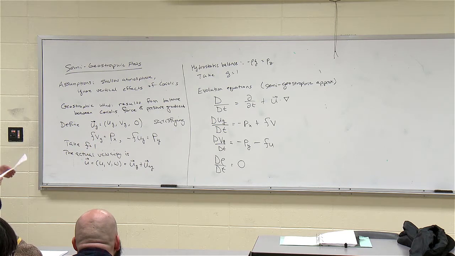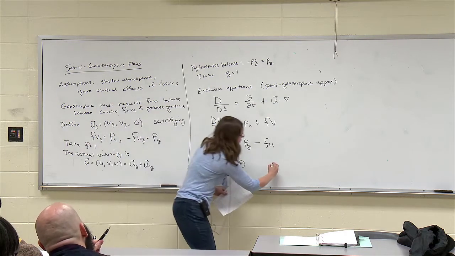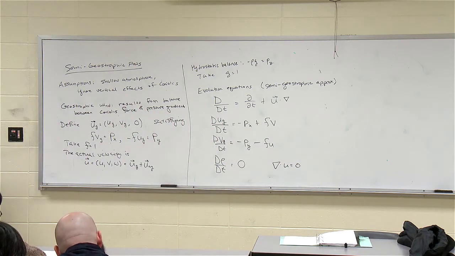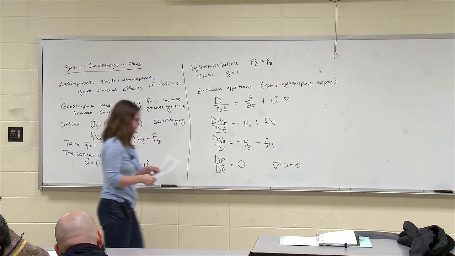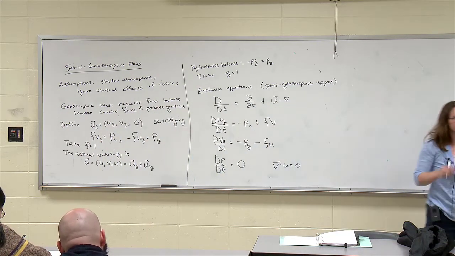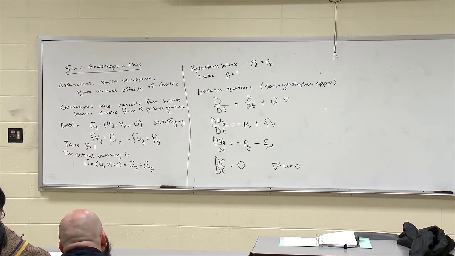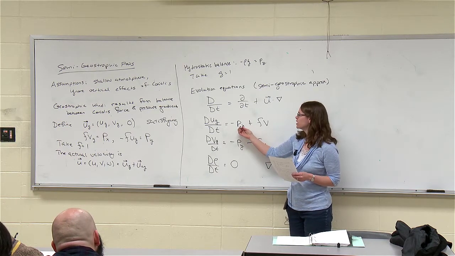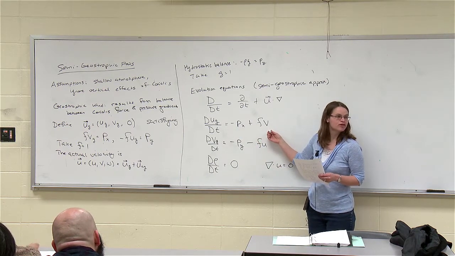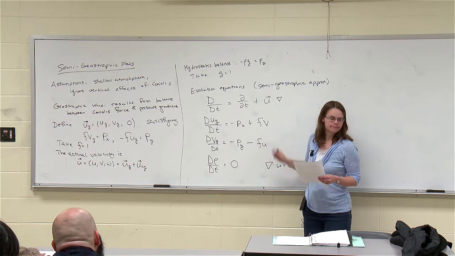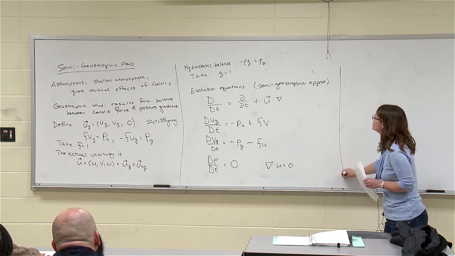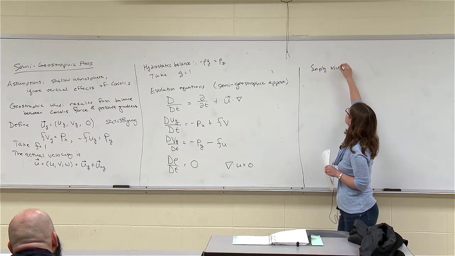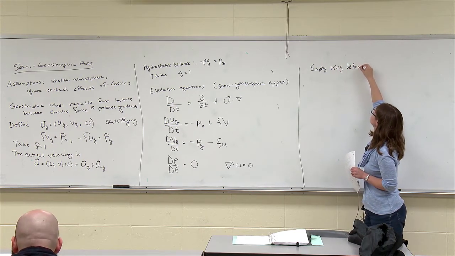Okay, so let's try to simplify things a little bit. I'll also write this. We have incompressibility. Okay, so we can simplify this a little bit because we have some sort of balance between pressure gradient and at least part of this velocity here, right? Okay, so let's simplify using the definition of our geostrophic wind.